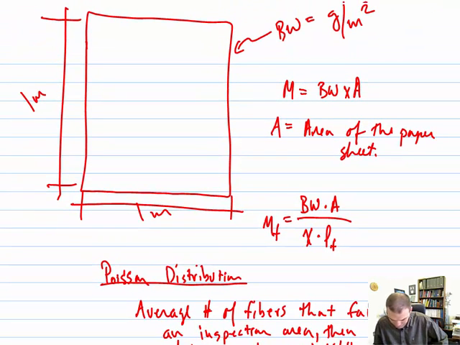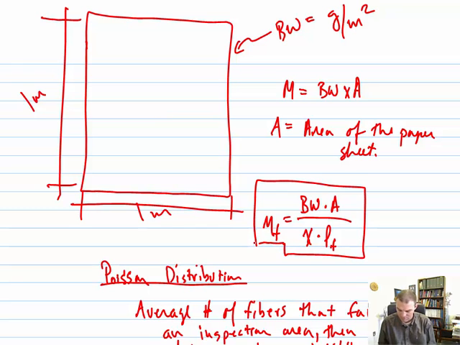Alright, so let me explain. Our challenge here is we know that there's a direct relationship between the number of fibers within a given area and the basis weight. We would like to know how many fibers in total fall over this paper sheet to make up this paper sheet. We can calculate that right here. So we have our basis weight, the area of our paper sheet, and that gives us our number of fibers. Now, more importantly, we'd like to know something else.